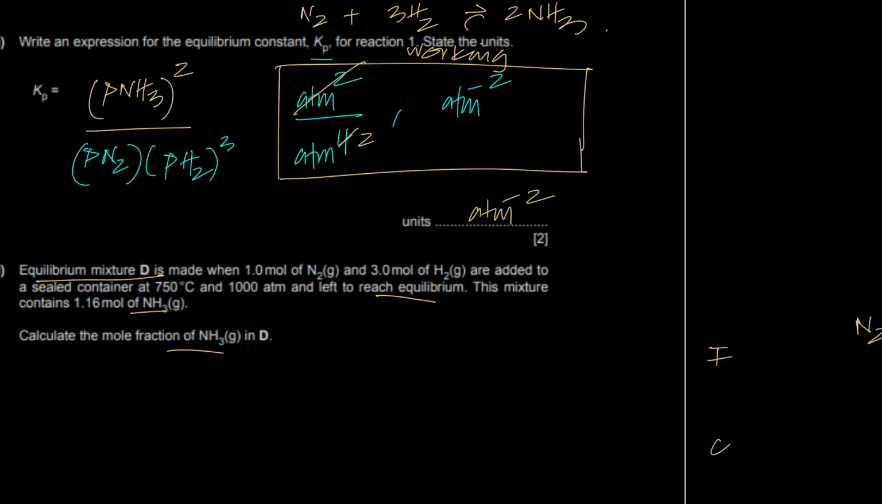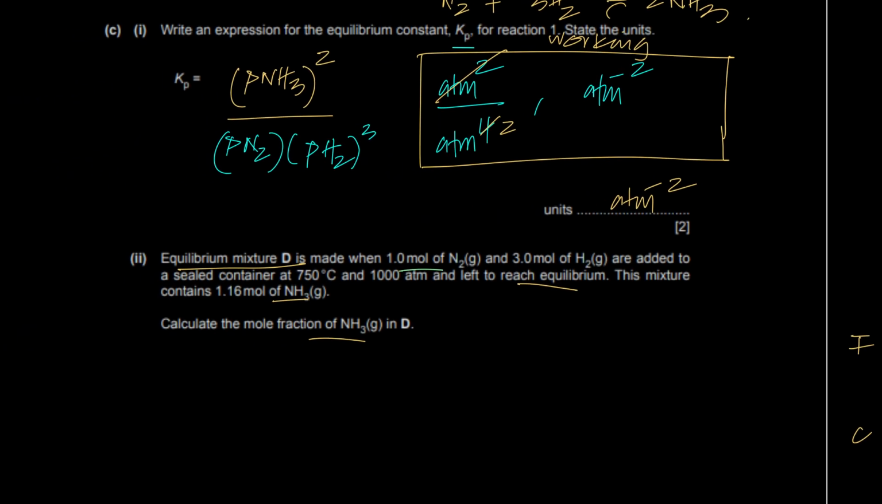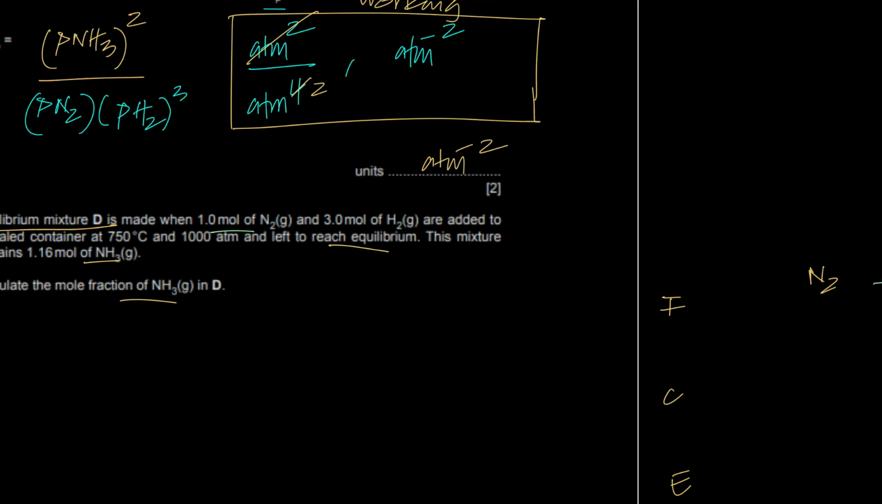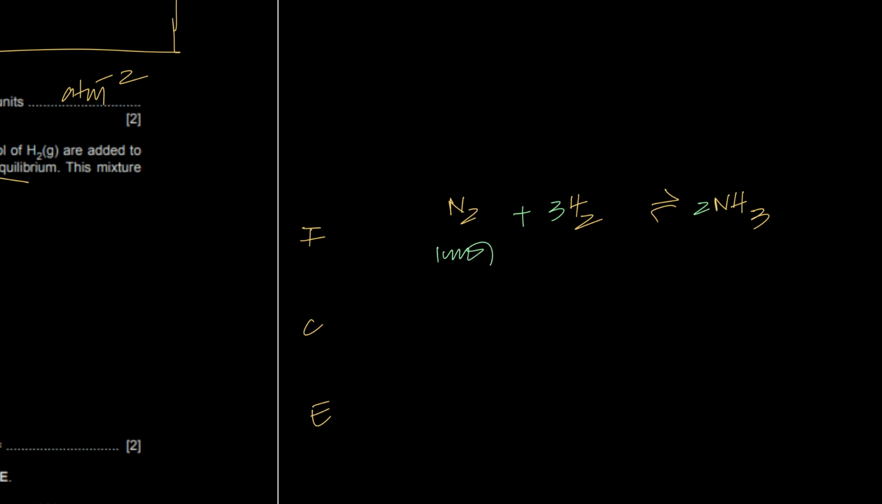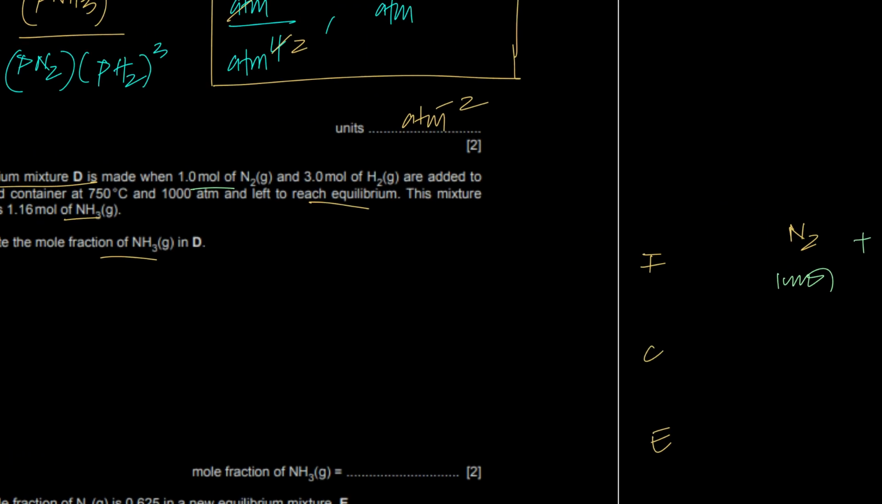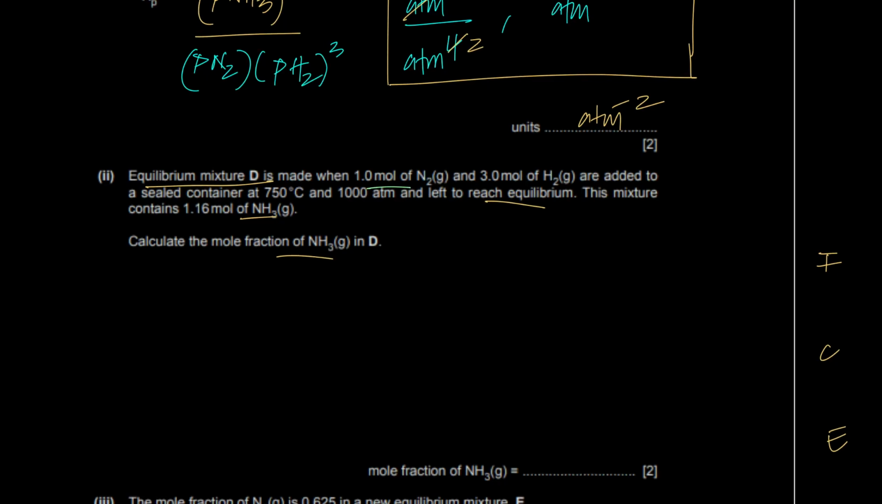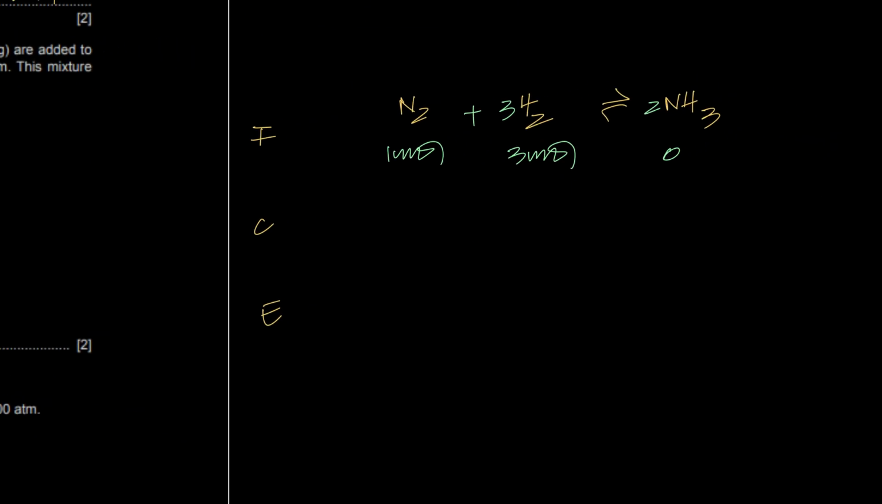Achha, initial moles he's given to you. See, these are the initial moles. Equilibrium mixture D is made when these moles and these moles are added. So these are the initial moles. He's adding them. So it's 1 mole of N2 and 3 moles of H2. And how many moles of NH3 do you have? Initially 0. But he's saying once equilibrium is reached, you have 1.16 moles of NH3. So at equilibrium, you have 1.16 moles. They're all moles, so it's good stuff.